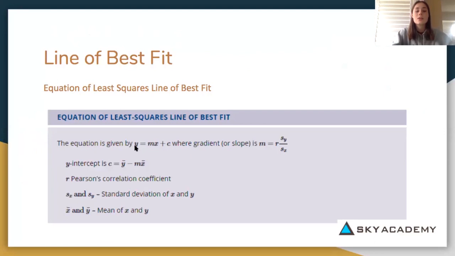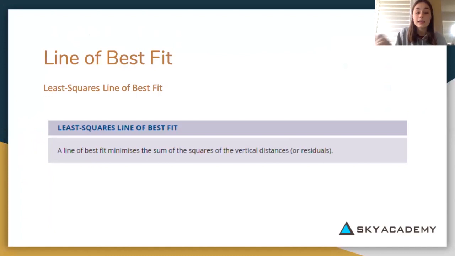Here we go. So when we have the least squares line of best fit, it is another type of line of best fit, except instead of getting the line of best fit just by drawing it on, this time we will have formulas to calculate the gradient intercept form y equals mx plus c or b. So the least squares line of best fit is a line of best fit that minimizes the sum of the squares of the vertical distances.